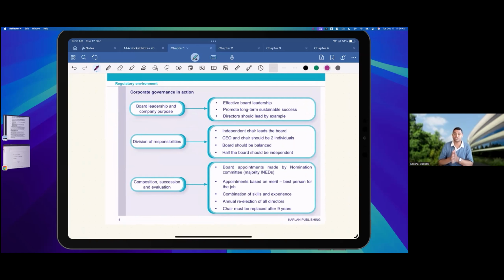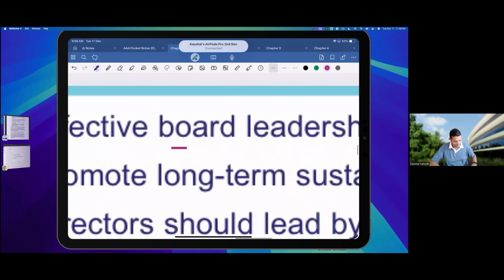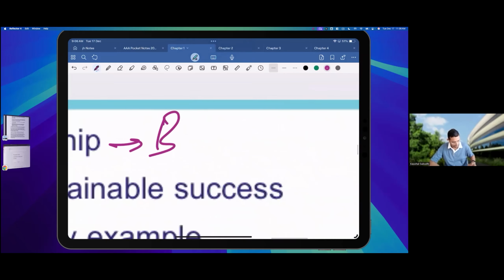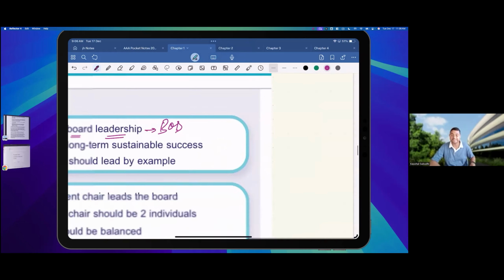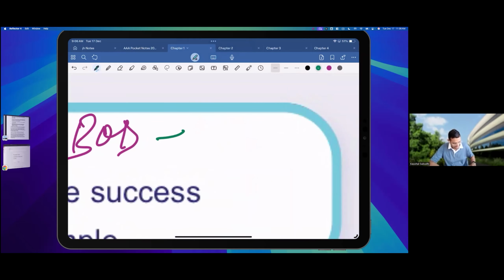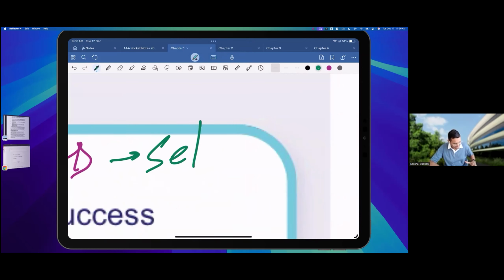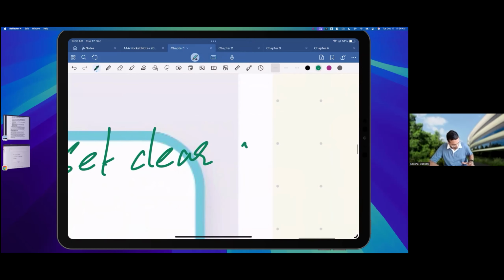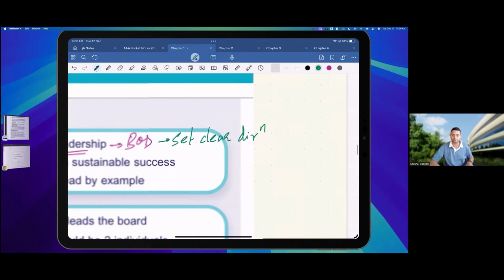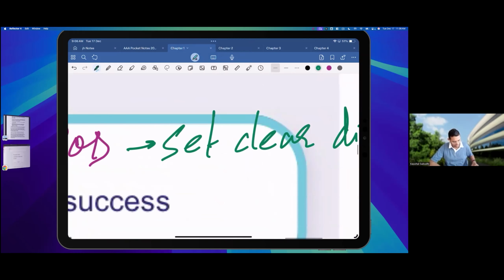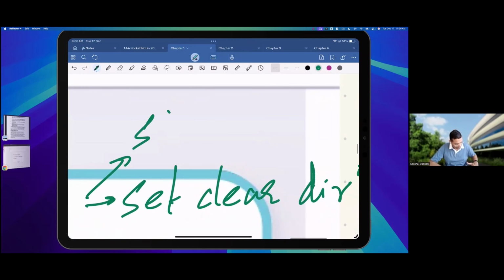So effective board leadership. First things first, we are talking about the board of directors setting out the objectives, right? So board of directors, what do they do? They set a clear direction to move, right? They are setting a clear direction. They are steering up.